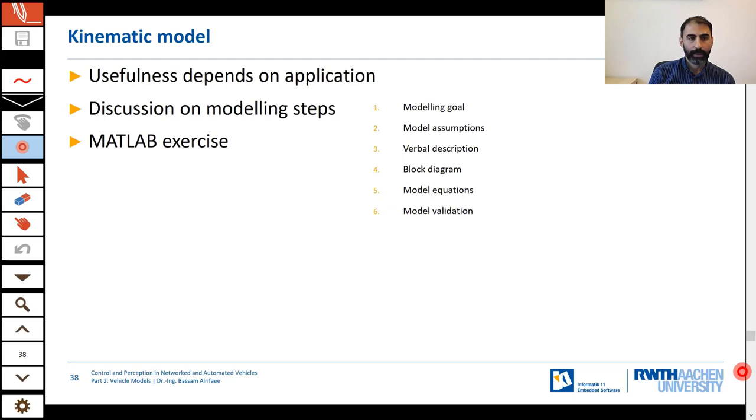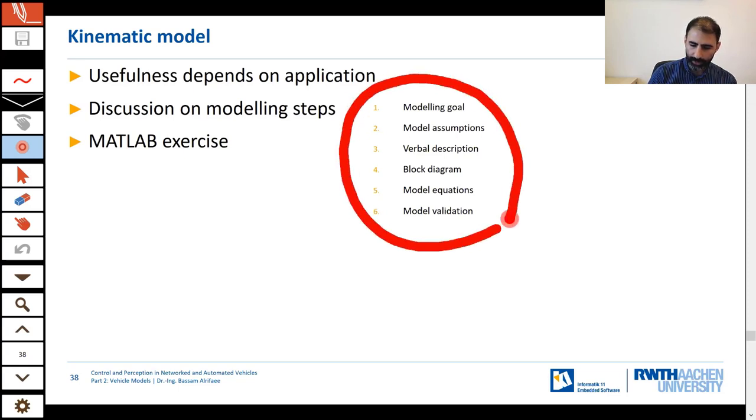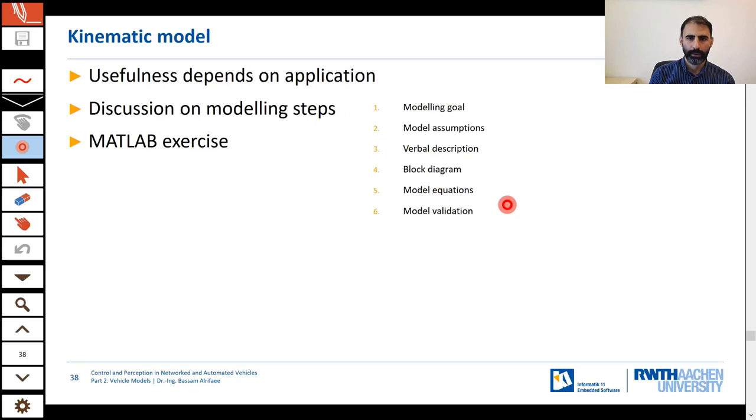So we come to a summary about the kinematic model. Usefulness depends again on application. For example, for parking, I would assume it is suitable. If you would like to have spinning in driving, it is less suitable. So I'm not going to discuss the modeling steps. Please think about the modeling steps, what we did in deriving the kinematic model. You can also discuss in your teams or groups. There is also a MATLAB exercise. I've shown it.